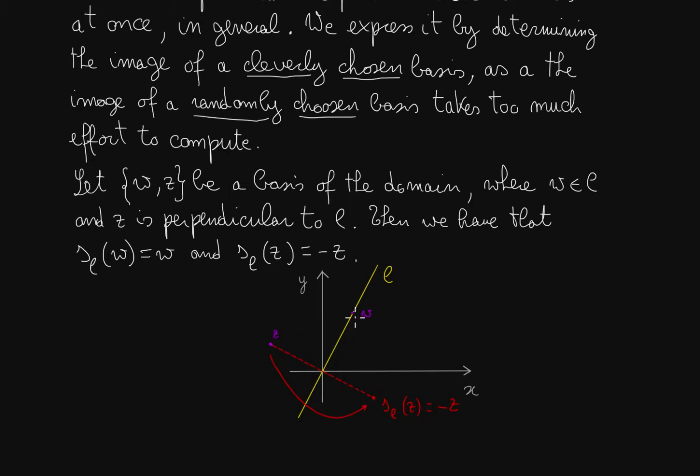Obviously W is left unchanged and Z is being sent to the vector with the same distance as Z from the origin on the other side of the line. Therefore, the image of Z is going to be negative Z. So the opposite of Z, the vector that has the opposite coordinates as the ones of Z.